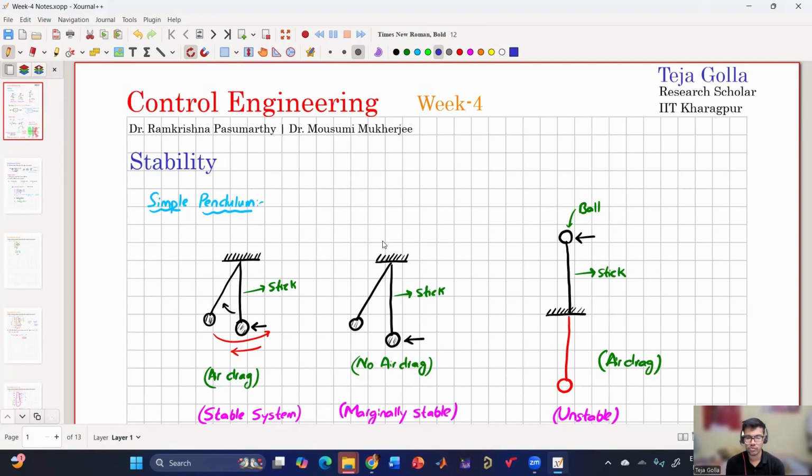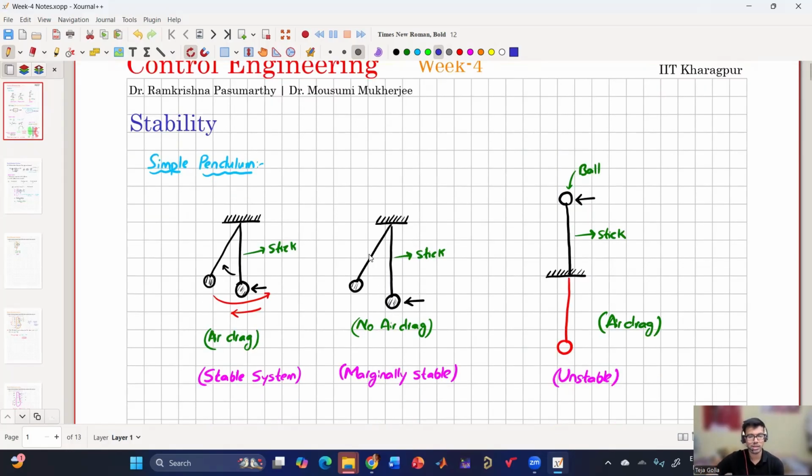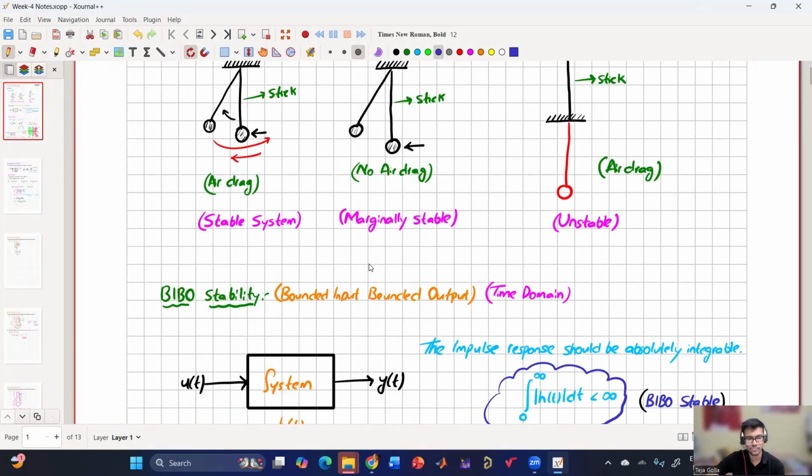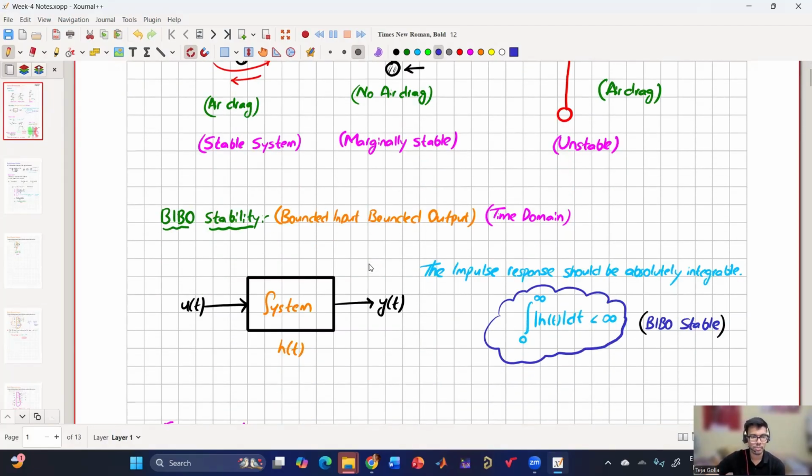So in week 4, we have learned about stability as well as Routh Hurwitz criteria and sensitivity. We started with stability. We understood, using a simple pendulum example, what is stable, what is marginally stable, and what is an unstable system. Then we understood BIBO stability, which is bounded input, bounded output stability, and it is in the time domain. Then we moved to the definition that the impulse response should be absolutely integrable. So if we want to check the stability in the time domain, and the system is BIBO stable, we have to perform this integration from 0 to infinity, and the integral should be less than infinity.